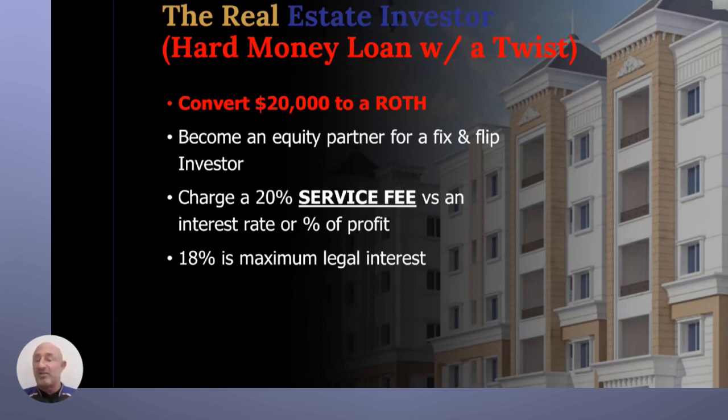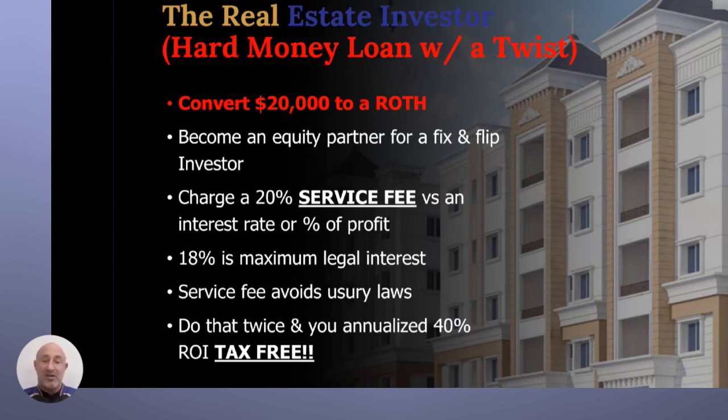And he would charge a service fee, and it was for a 6-month period of time. If the loan needed to be extended for another 6 months, then he would charge another service fee for another 20%. So you could imagine what that did for his IRA. Most fix and flips take longer than 6 months. A service fee avoids the usury laws. Do that twice and you annualize 40% ROI on your investment tax-free. And that's exactly what my friend does.